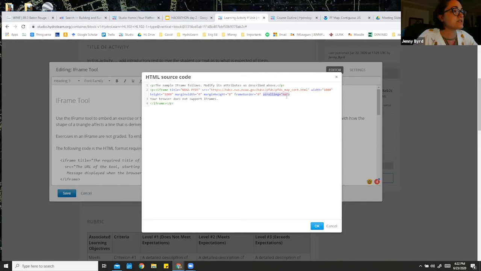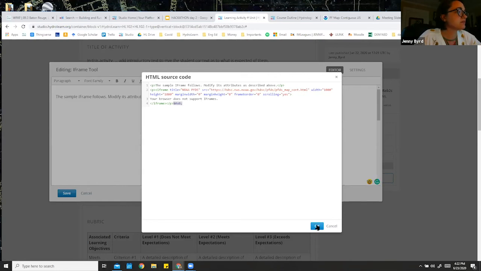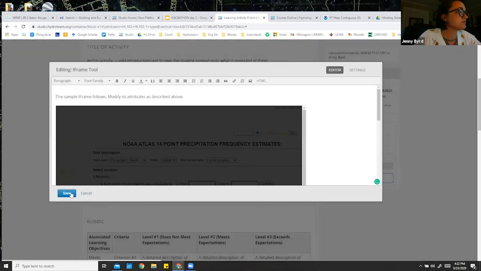The other thing that I always look at is the scrolling option. It's pretty much always a good idea to just put yes here. This allows the users to scroll within this iframe. So let's go ahead and press OK. Let's see what we did.